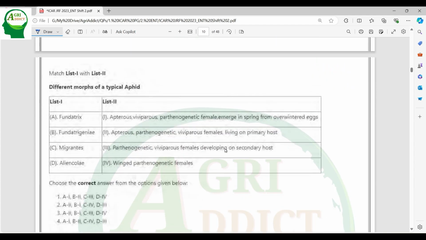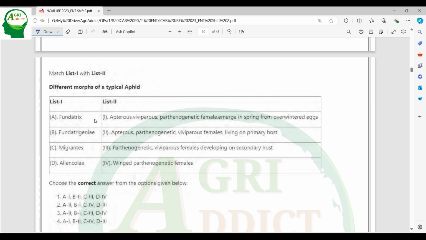The next question is about the different morphs of the life cycle of an aphid. First here it is Fundatrix, then Fundatrigena, then Migrants, then Alienicolae, and two other forms are there, Sexupara and Sexuals. So here you have to match the first four forms, not the last two.